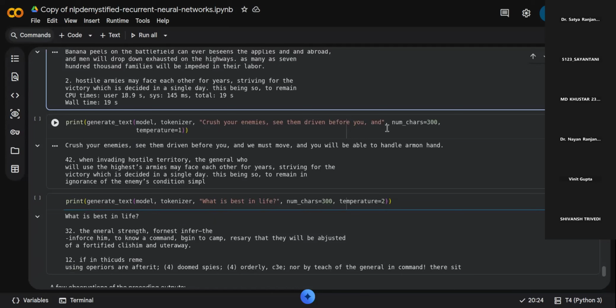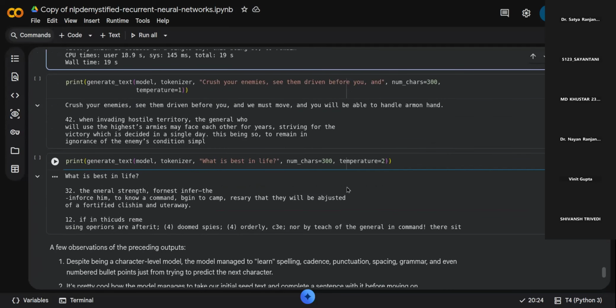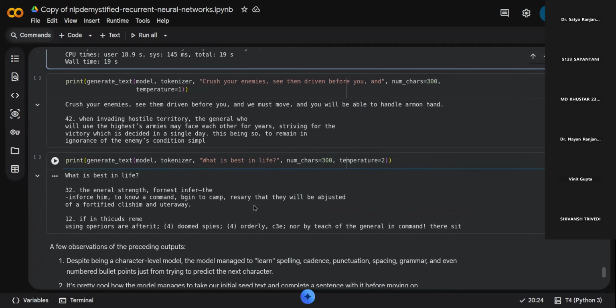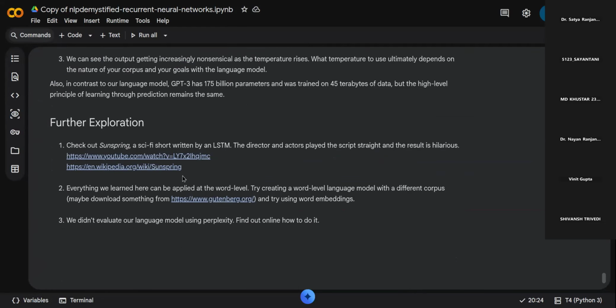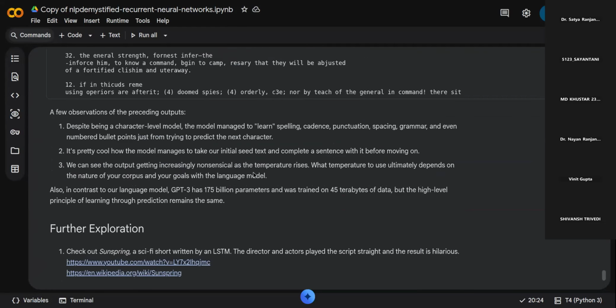When you increase the temperature to 2, you see it's not that informative: "To know a command bgin to see a camp razari." So when you increase the temperature, it is more flattened and more random. But if you decrease the temperature, it is more accurate. This is called a character-level model. If you want to do further exploration, some pointers are given, you can go through them.